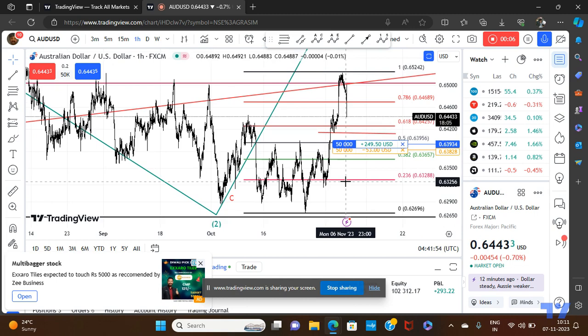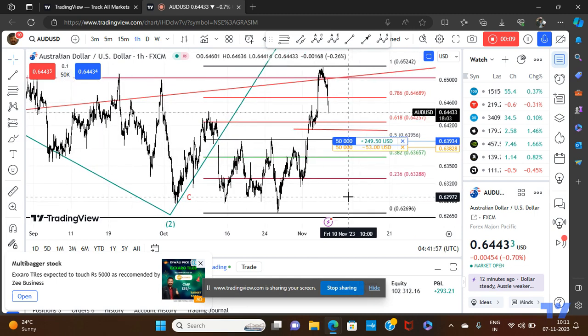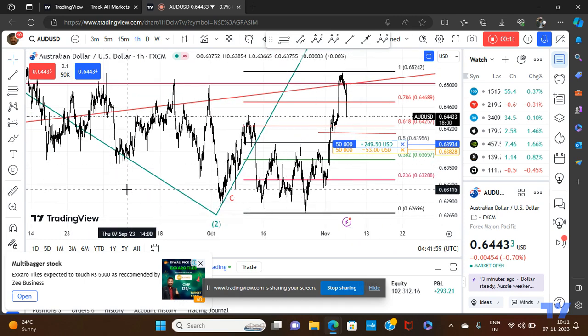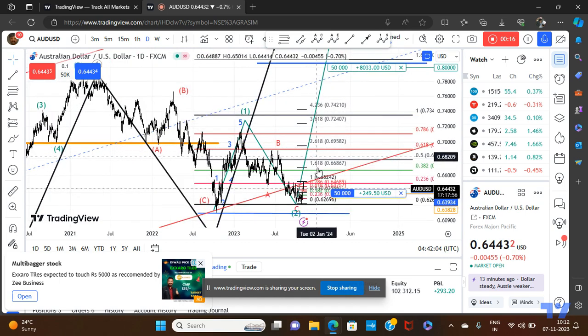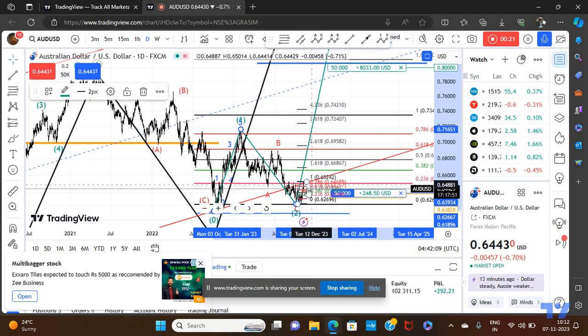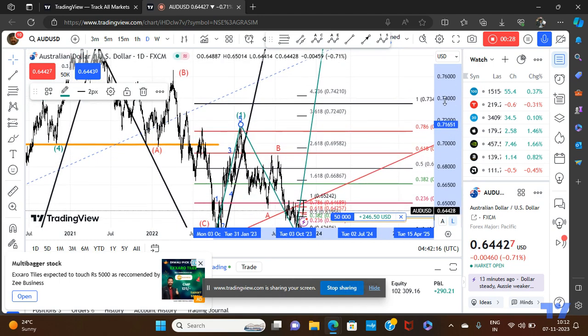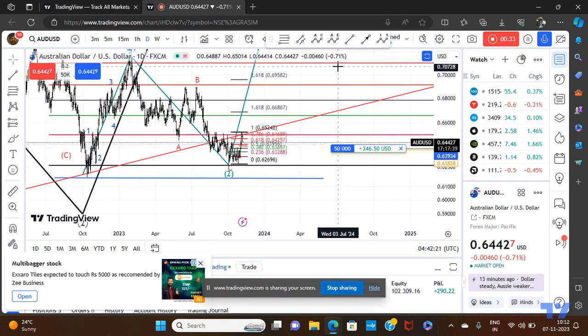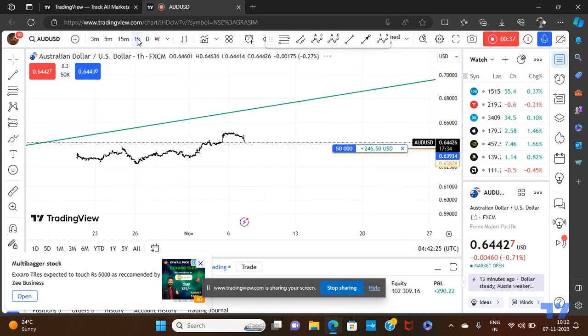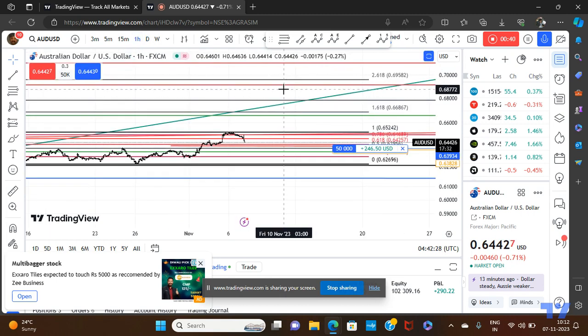Okay, this is Australian dollar USD. And if you have seen my last video, then I had talked about this correction. So we are in the third wave. The third wave has already started, and this is a daily chart. And now we are seeing some corrections. Okay, so let us come to an hourly chart, and this will be more clear.